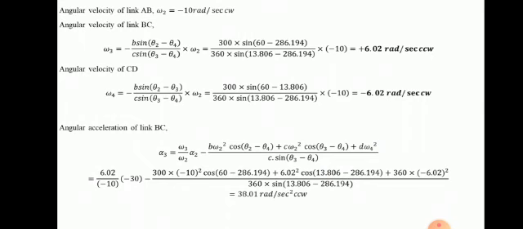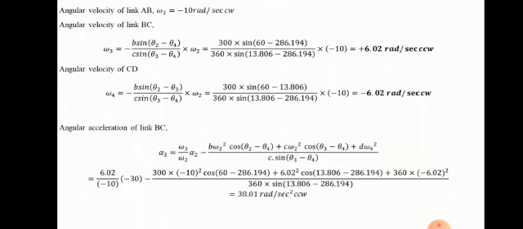Angular velocity of CD is omega 4, equal to B sin theta 2 minus theta 3 divided by C sin theta 3 minus theta 4, into omega 2, which is equal to 300 into sin 60 minus 13.806, over 360 into sin 13.806 minus 286.194, into minus 10, equal to minus 6.02 radian per second, clockwise.